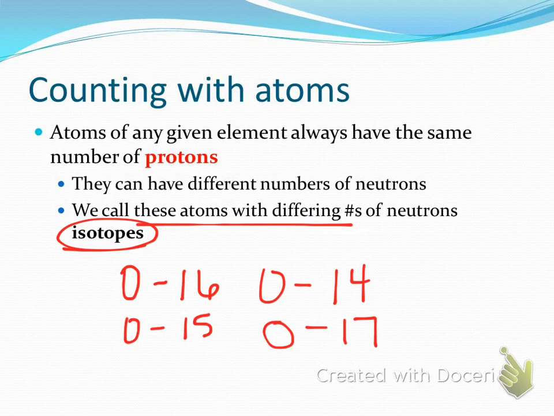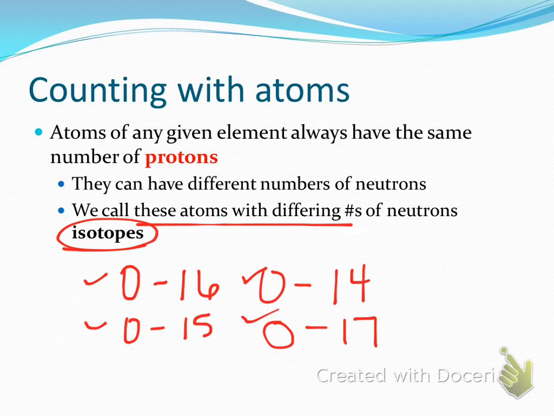Okay, and the number that's given here is its atomic mass. Okay, how many protons does each of these versions of oxygen have? How many protons? Okay, look at your periodic table. How many protons does each of these oxygen atoms have? 8, right? They all have 8 protons. The only thing that's different is the number of neutrons. Okay? So that's really important. These are all isotopes of oxygen.